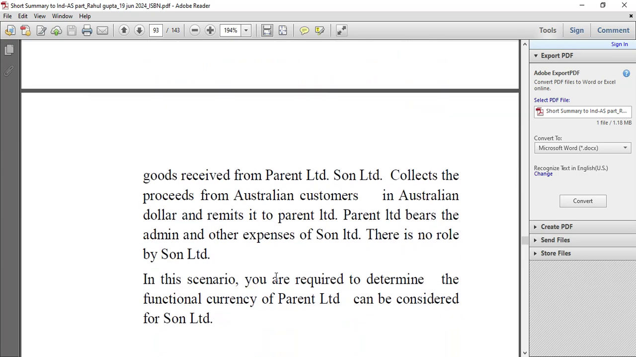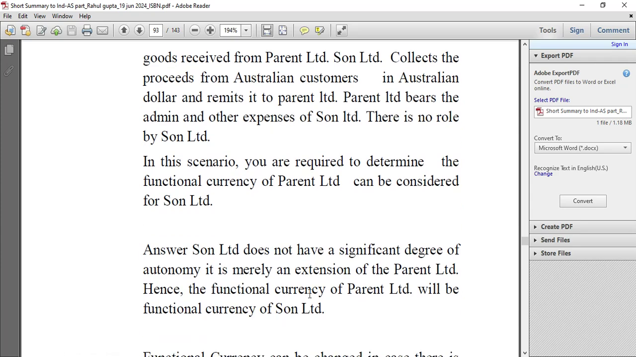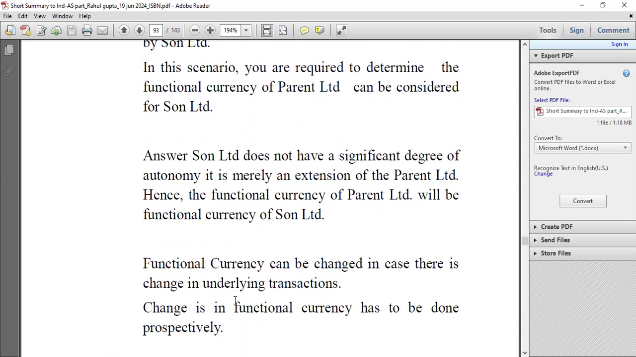In this scenario, you are required to determine whether the functional currency of Parent Limited can be considered for Sun Limited. Answer: Sun Limited does not have a significant degree of autonomy. It is merely an extension of Parent Limited. Hence, the functional currency of Parent Limited will be the functional currency of Sun Limited.